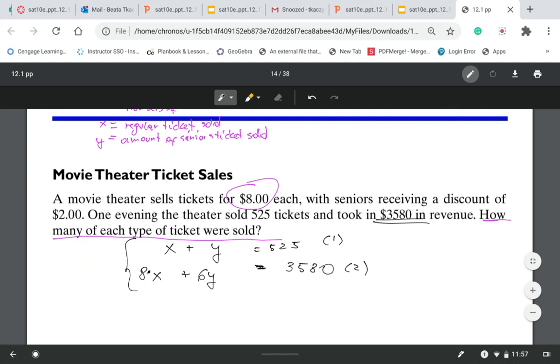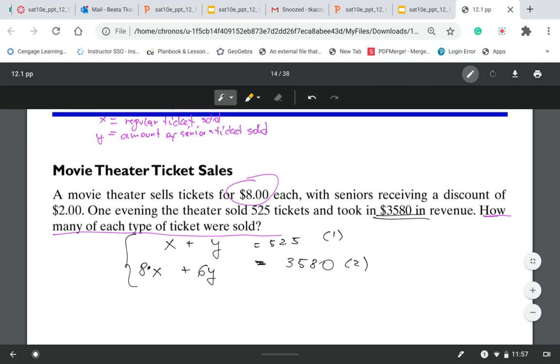How you want to solve it is up to you. You can use the elimination or substitution method. Of course, I'm not recommending the graphing method. So I'm going to use the substitution method.